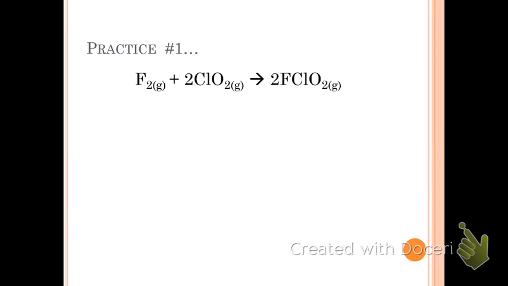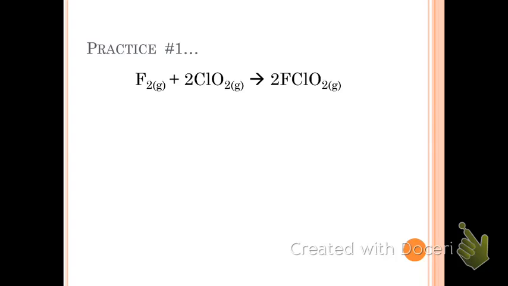So, here we have an actual equation. F2, the gas, plus 2ClO2, the gas, produces 2FClO2, the gas. We are going to look at the reactants, F2 and ClO2. We are going to determine the order of both reactants. We are going to put them in the rate law expression, and we are going to determine the overall order.